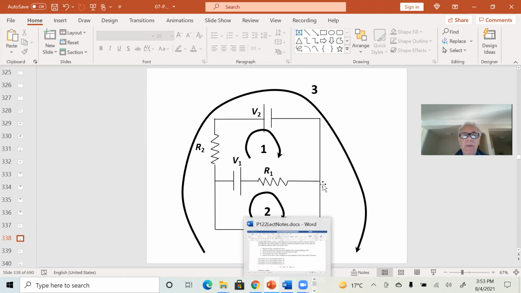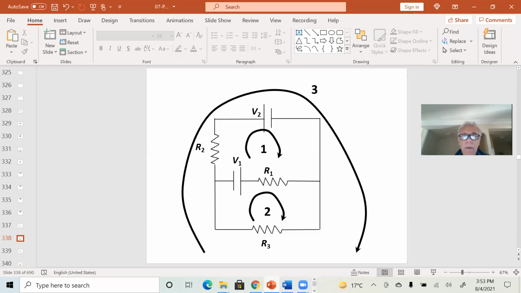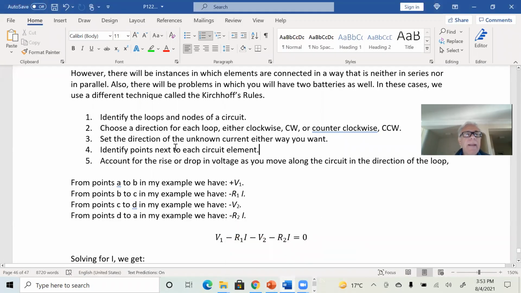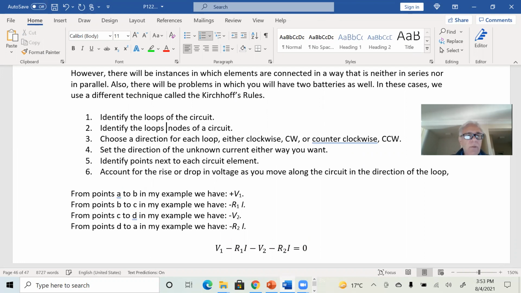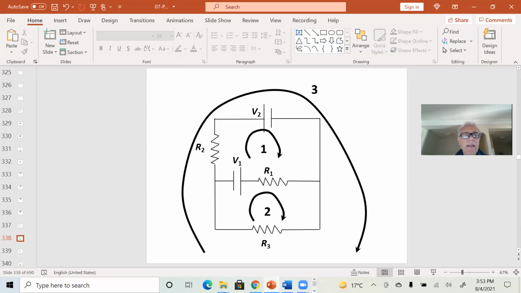Okay, we identify the nodes. There are two nodes here. Let's go for the next one. Identify the loops of the circuit. Identify the nodes of the circuit. Okay, so that's going to be the next step.